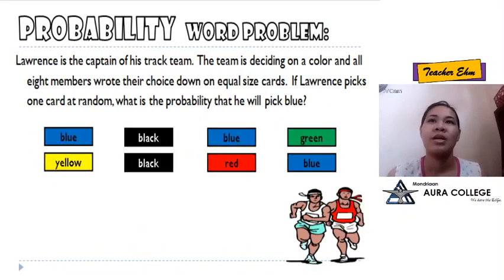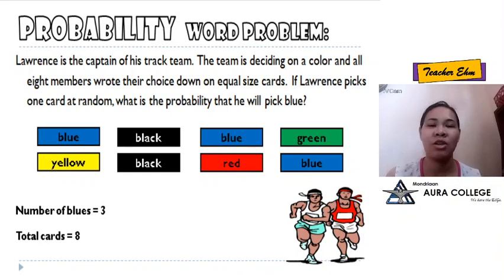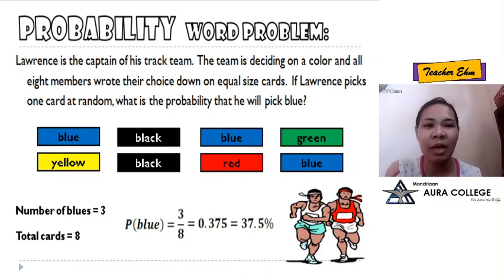Another. Lawrence is the captain of his track team. The team is deciding on a color and all 8 members wrote their choice down on equal size cards. If Lawrence picks one card at random, what is the probability that he will pick blue? So, sa nakikita natin, 3 ang kulay blue. At 8 naman ang total cards. So, substitute sa formula, the probability of getting blue is 3/8, or 0.375 or 37.5%.